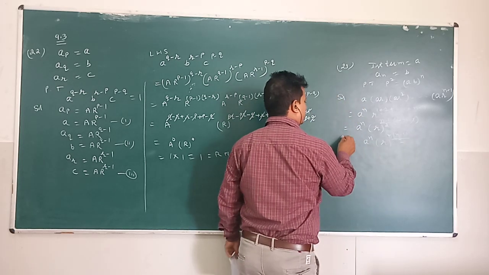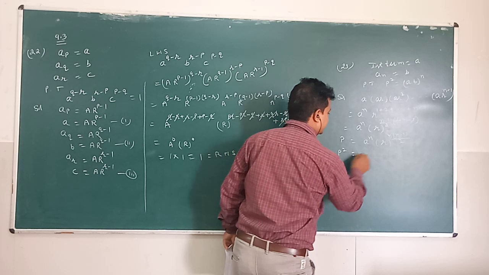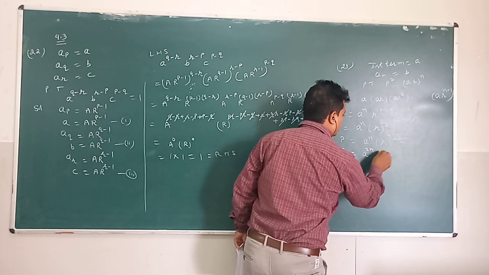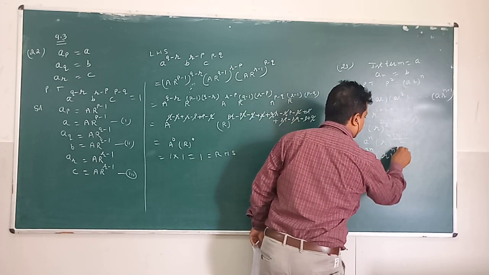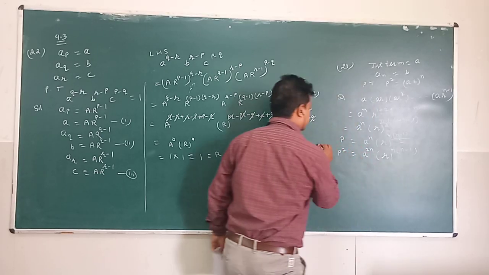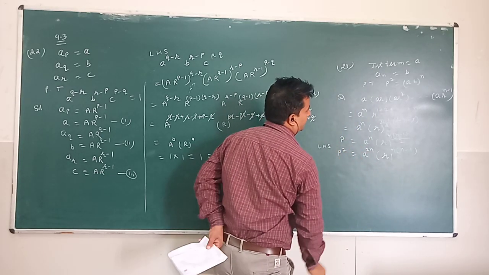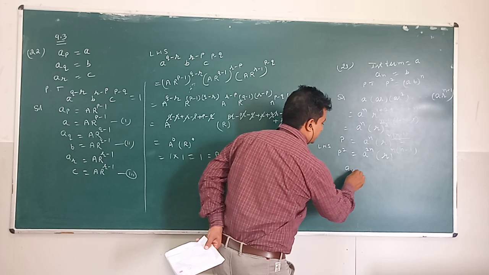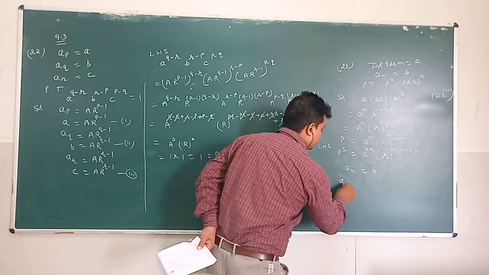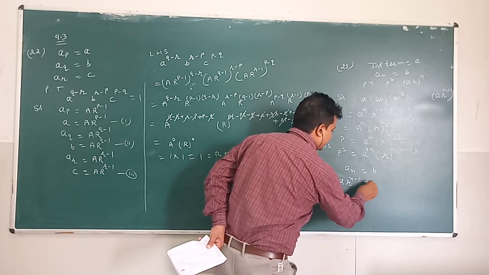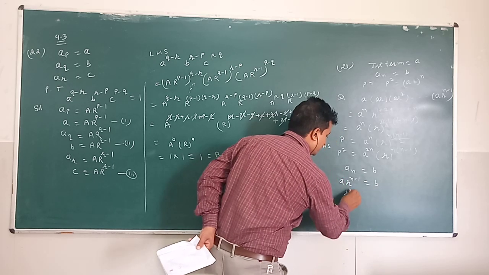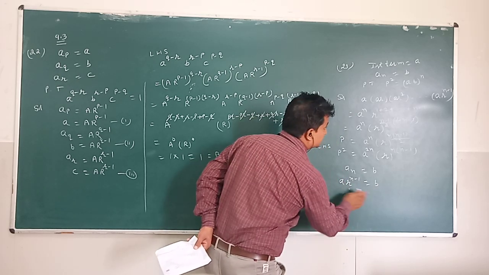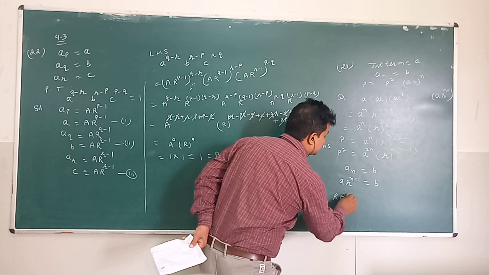This is the product. When we square this, it is a^(2n) r^(n(n−1)). This is the left hand side. And in the right hand side, the nth term is equal to b. So the nth term is ar^(n−1), which is b.